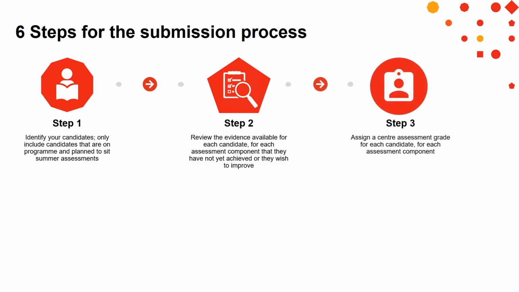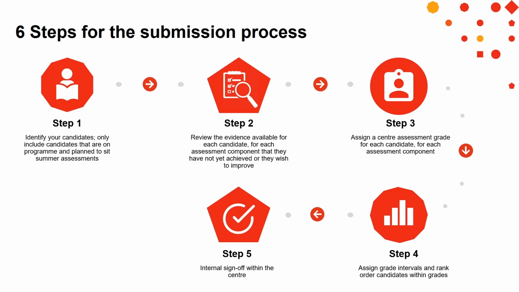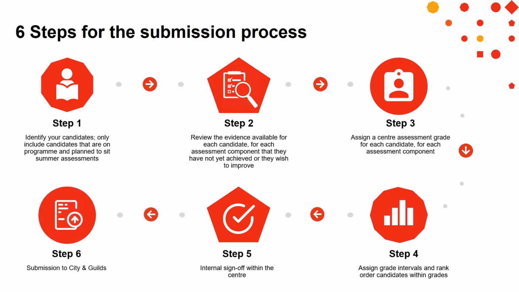Step 3 is to assign a centre assessment grade for each candidate for each assessment component. Step 4 is where you assign grade intervals and rank order candidates within their grades. Step 5 is the internal sign-off process you'll need to complete within your centre. And finally, Step 6 is where you submit the information to City and Guilds in June.